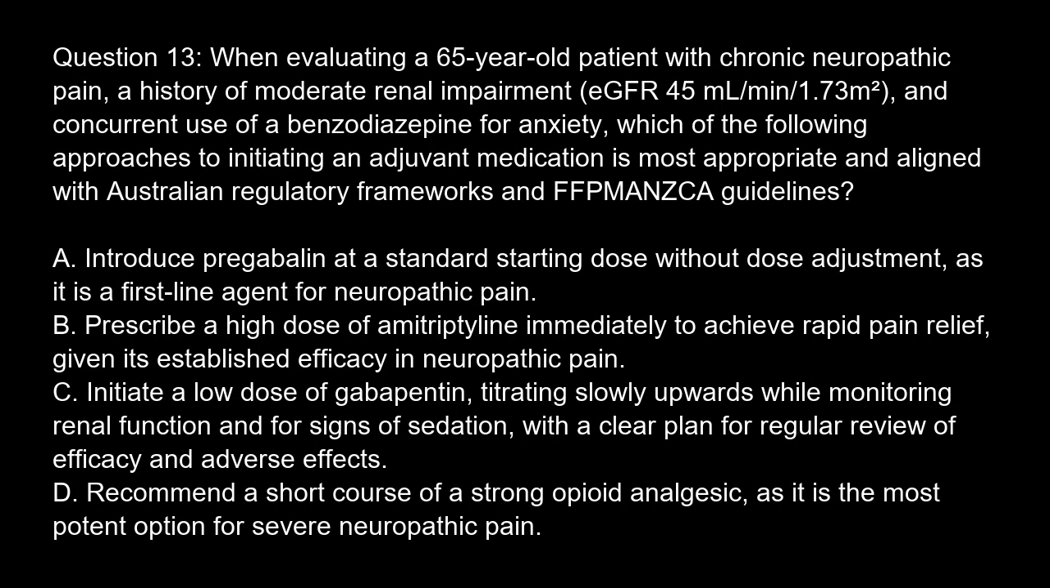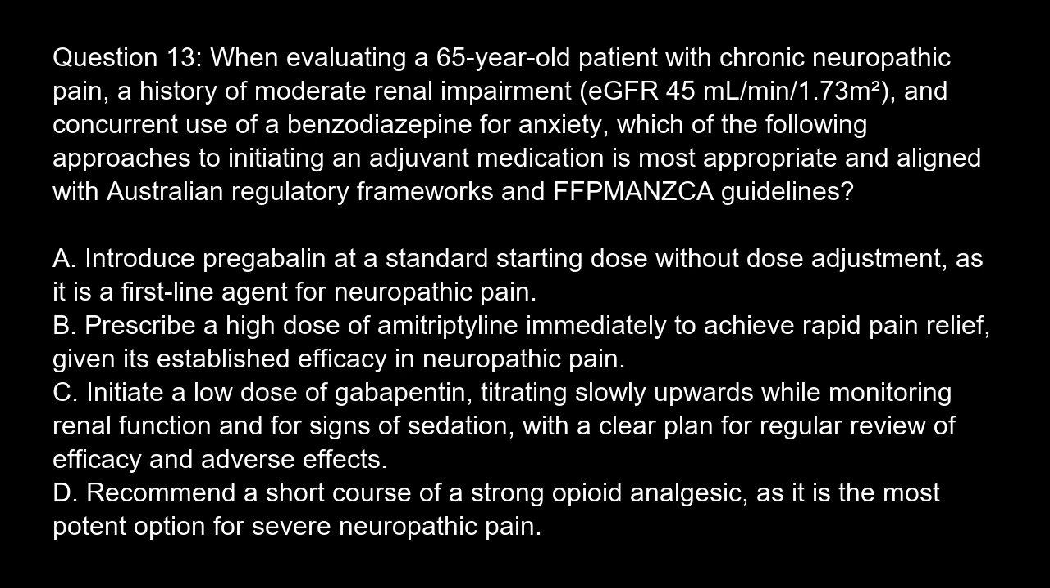Question 13. When evaluating a 65-year-old patient with chronic neuropathic pain, a history of moderate renal impairment, eGFR 45 ml/min/1.73 m2, and concurrent use of a benzodiazepine for anxiety, which of the following approaches to initiating an adjuvant medication is most appropriate and aligned with Australian regulatory frameworks and FFP-MANSCA guidelines?